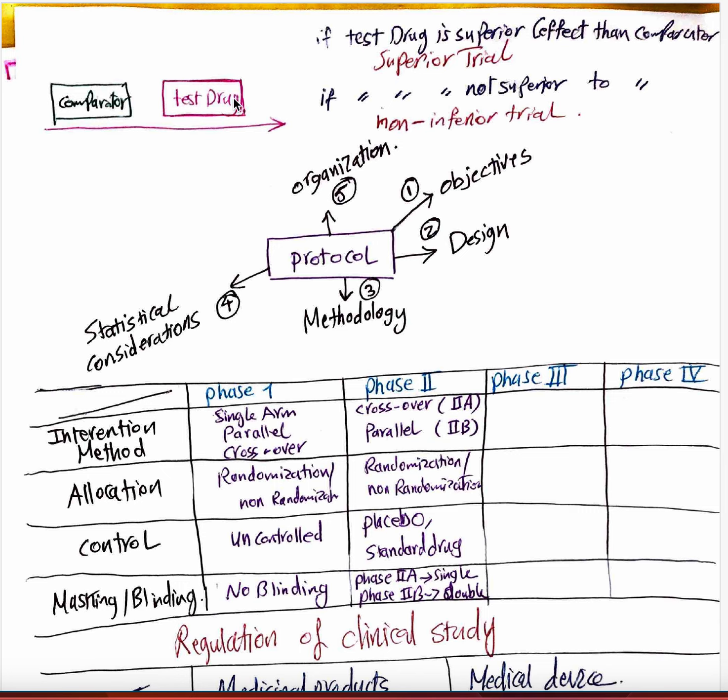And then there are two types of trials. We have superiority trial and non-inferiority trial. The superiority trial means the effect of the tested drug is more than the effect of the comparator, and we know the comparator is the reference drug. So if the effect of the tested drug is superior to the comparator, we call it a superiority trial. But if they are approximately the same, we say non-inferiority trial.